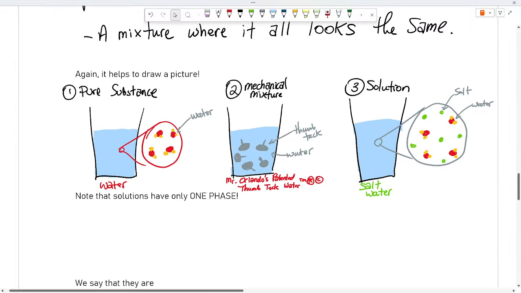But does that make sense? This is the difference between a pure substance, a mechanical mixture, and a solution. And most of what we do in chemistry, we tend not to work so much with chemicals in the solid form. We often will make them into solutions. We'll dissolve them in water.